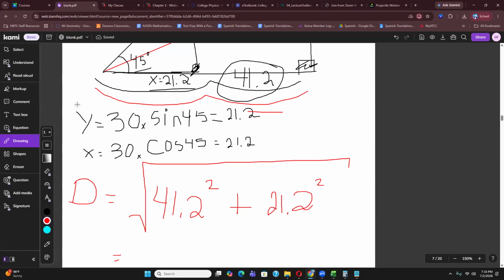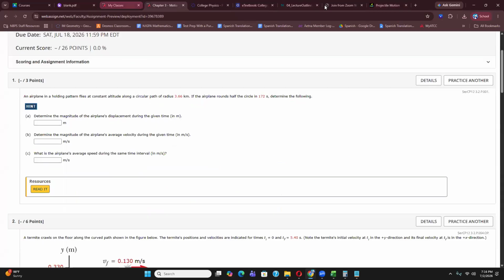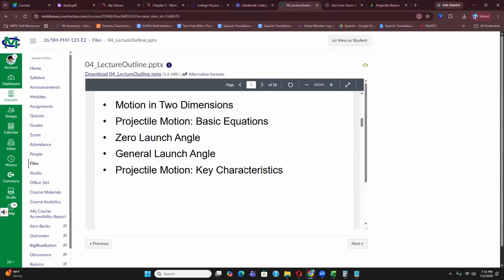So we're going to do this right now, actually. We're going to be talking about this. Chapter 3 goes back to the idea of vectors, because we're going to be talking about motion in 2 dimensions, and projectile motion. One of the applications is the zero angle launch, but then we're going to do the general one, okay?